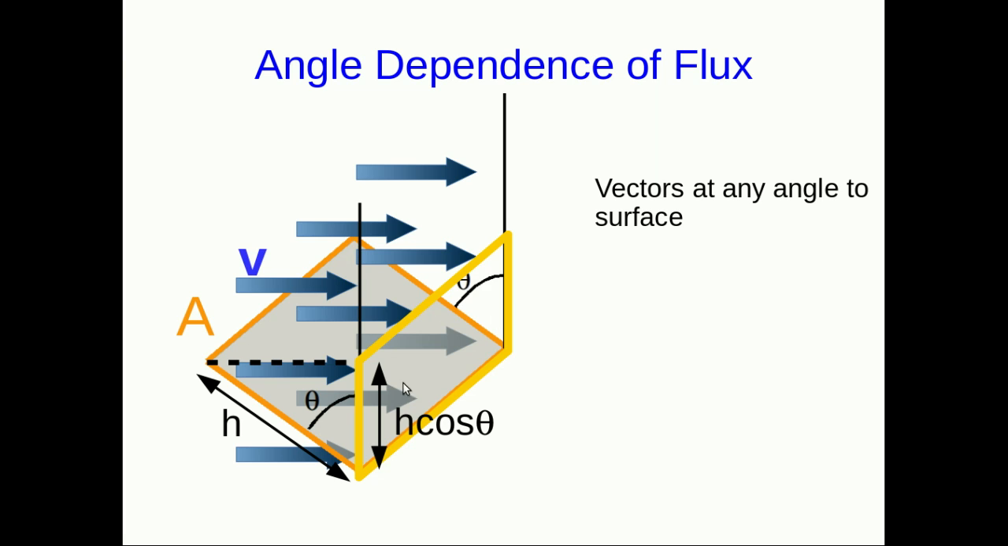And their widths this way are the same, and so that tells you that the area of this piece is just A cos theta, where A is the original area we wanted. And the flux through this surface must be the same as the flux through this surface, and so we see the flux must just have this cosine dependence on this angle.